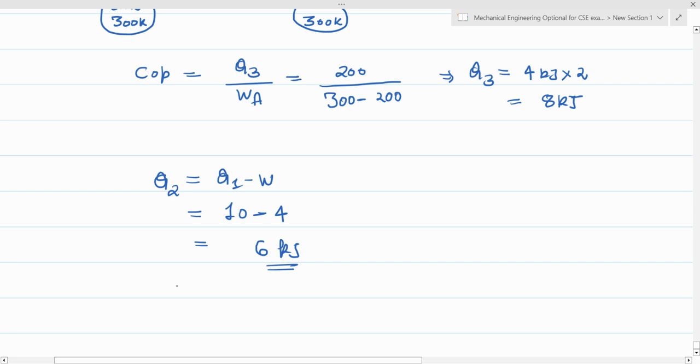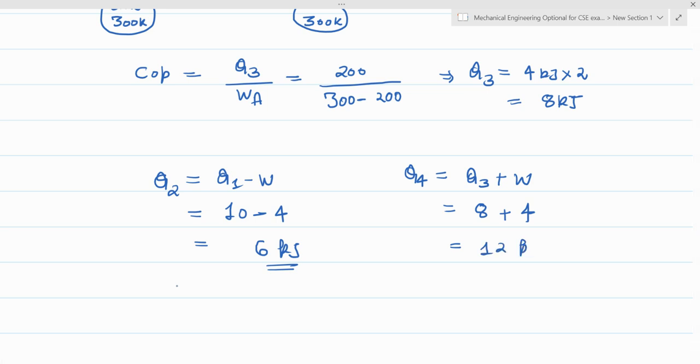Similarly, we can get the value of Q4. Q4 should be equal to the value of Q3 plus the net work done on the refrigerator. So Q3 plus W is equal to Q4. When we plug in the values here, we get 8 kilojoules plus the work done, that is 4 kilojoules. That comes out to be 12 kilojoules.